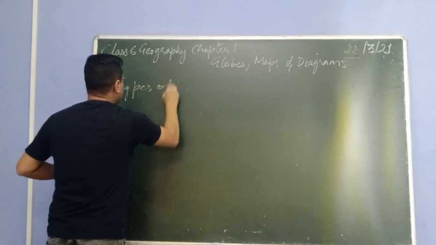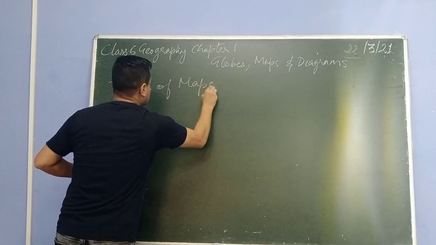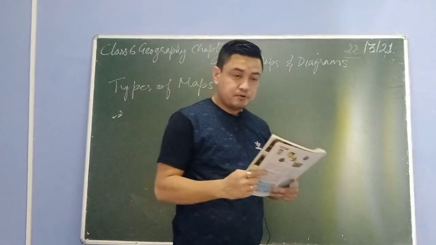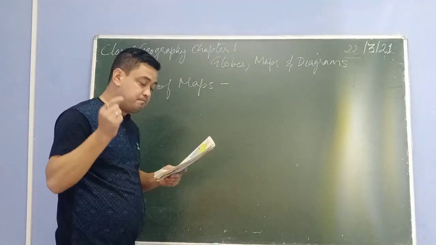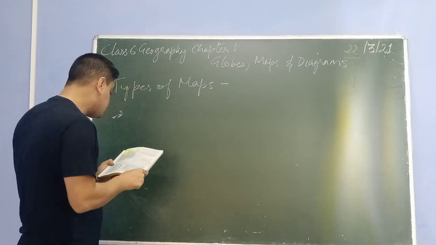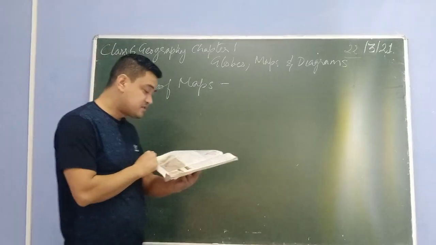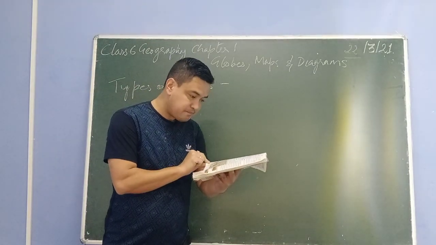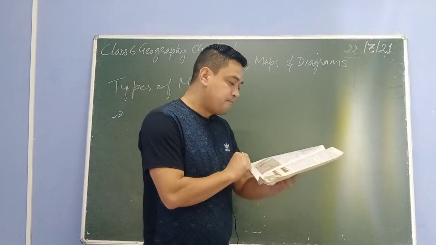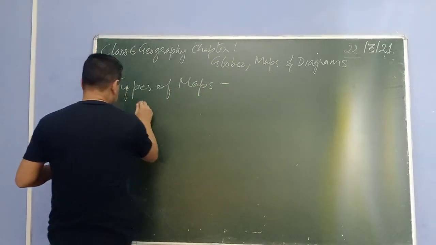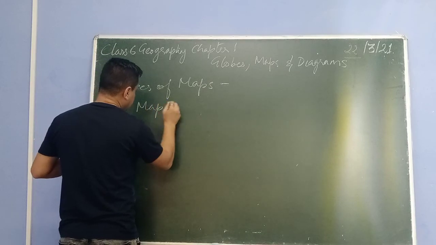Types of maps. Now, maps based on the purpose. So the first thing is maps based on the purpose. There are two types of maps: map based on the purpose and map based on the scale. If you turn to page number 10, you'll find map based on the scale also. So what are maps based on the purpose?